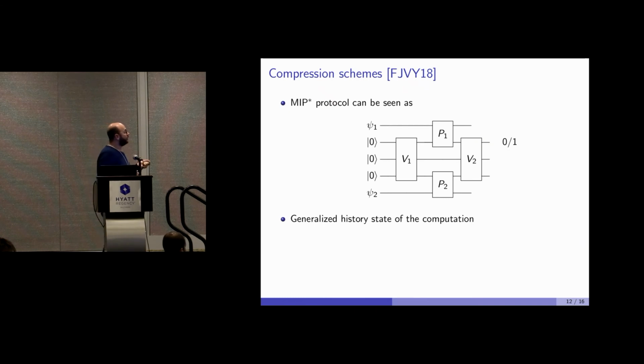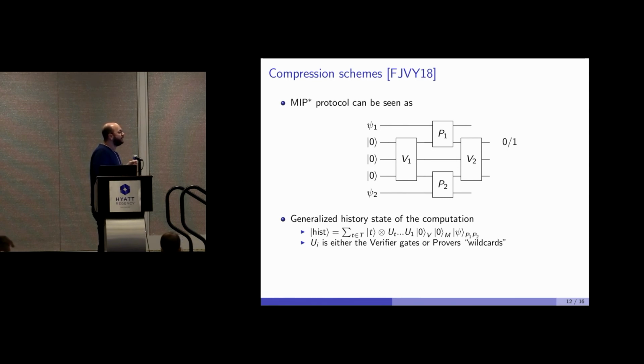And what Fitzsimons et al. realized is that you can encode the computation of this circuit in what we call the generalized history state. This is a superposition over every time step of the computation. For every time t, we have in this superposition the first t gates of your computation applied on the input state, where these gates are either the verifier's gates, where we can be more fine-grained and pick every 2-qubit gate that the verifier performs, or we are more relaxed and say that whenever it's a prover operation, we let them do whatever they want.